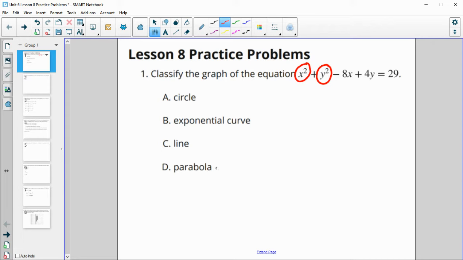For a parabola, you would only have an x squared term. For a line, you wouldn't have any squared terms. You would just have something like y equals mx plus b, but your variables, your x and your y, would not be squared. Exponential, your variable would be in the exponent, so you would have something like e to the x or 2 to the x, but your x would be up in the exponent. A circle is the one that we've talked about that has both the x and the y variable being squared.